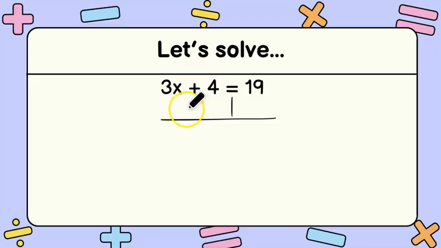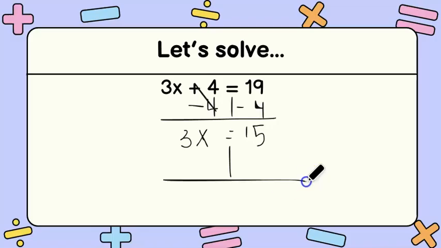Subtraction undoes addition. So here we're going to convert it to a subtraction and we're going to bring the 4 down, and this cancels out. We're going to bring it to the other side, the 4, and we're going to solve this. 19 minus 4 equals 15. And we're going to bring our equation down and we're going to continue.